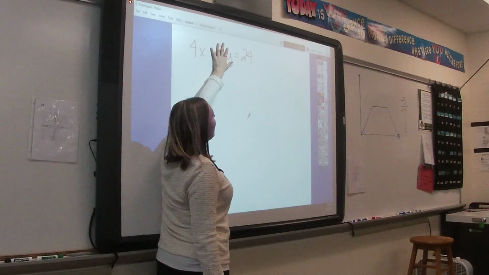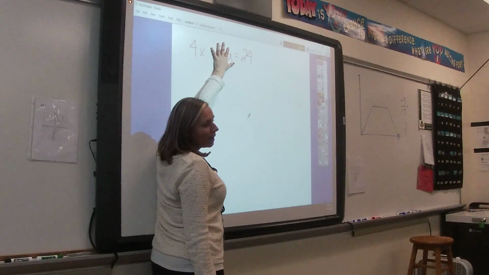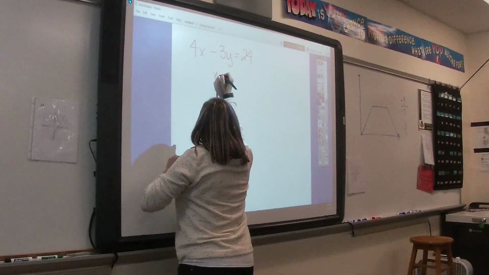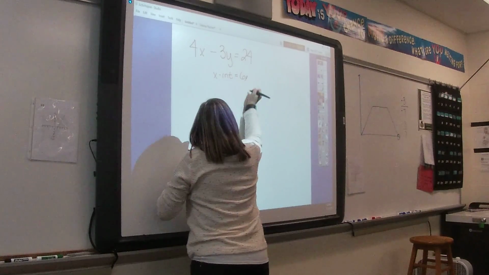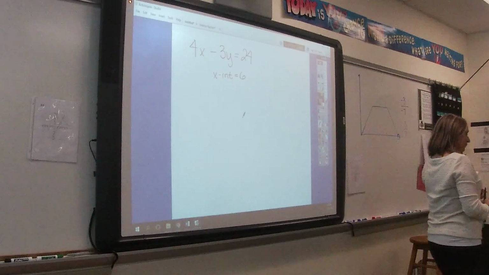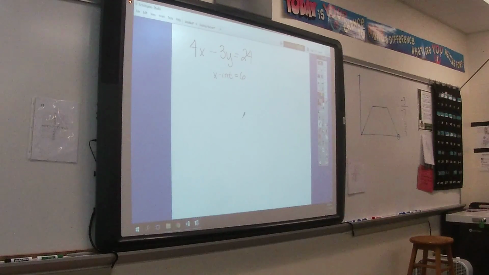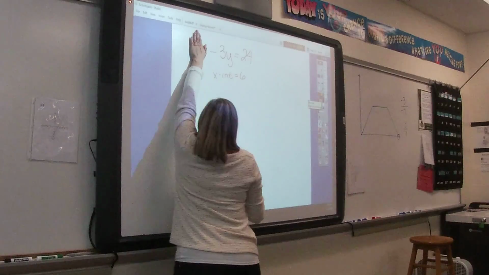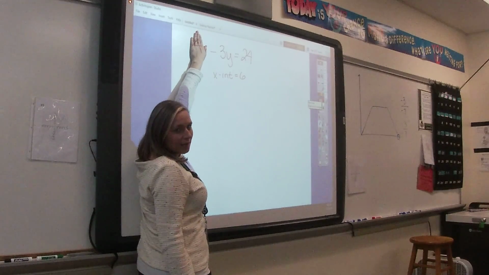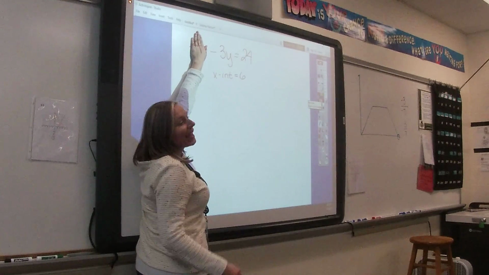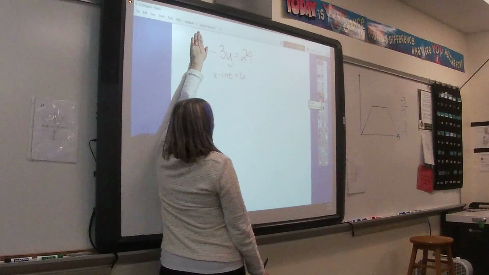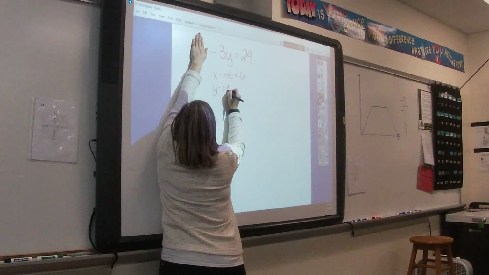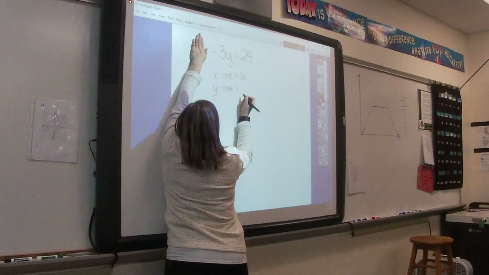Okay, so 24 divided by 4 gives us 6. So what does my x-intercept equal? 6. So we have an x-intercept of 6. And then we'll cover up the other way. Can I cover up that subtraction sign? No. Why not? The negative tells me that it's negative. So I'm going to do 24 divided by negative 3. And what does my y-intercept equal?